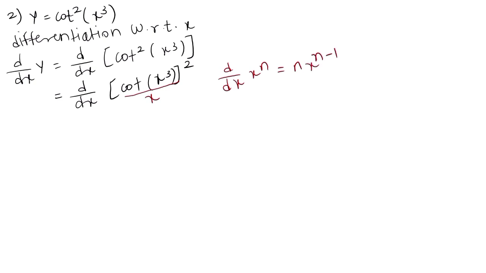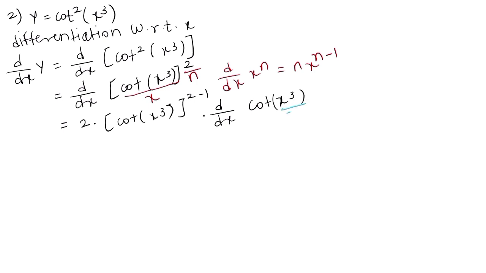So x raised to n formula is n x raised to n minus 1. Now here cot x cube is x and 2 is n. So our answer will be n, that is 2, into x, that is cot of x cube bracket raised to n minus 1, that is 2 minus 1. Now we need to take differentiation of cot of x cube. Consider this x cube as x and solve it with differentiation of cot x, and it's minus cosec square x.